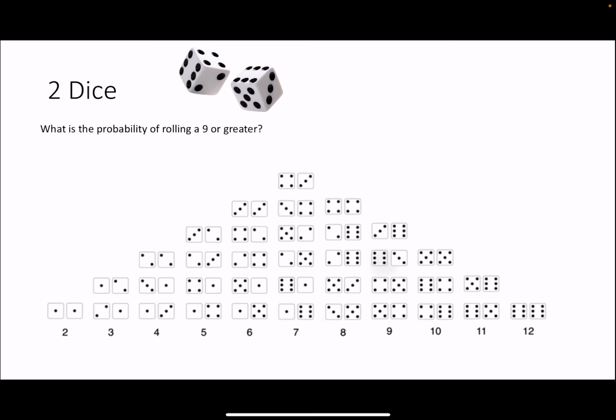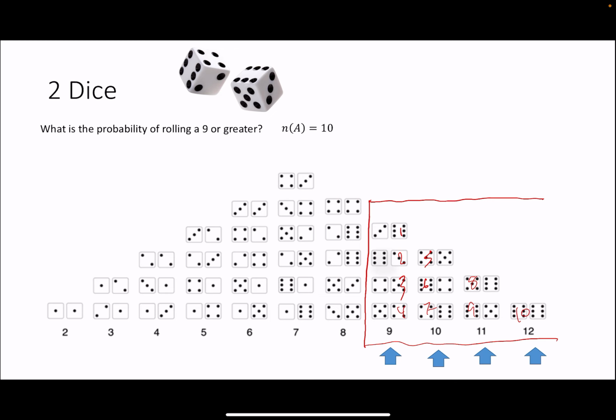What is the probability of rolling a 9 or greater? So how many ways can I roll 9 or greater? Well, I can roll it in 1, 2, 3, 4, 5, 6, 7, 8, 9, 10 ways. So these are the ways that I can roll 9 or greater. Now I can say let A represent rolling 9 or greater, in which case, N of A is 10.